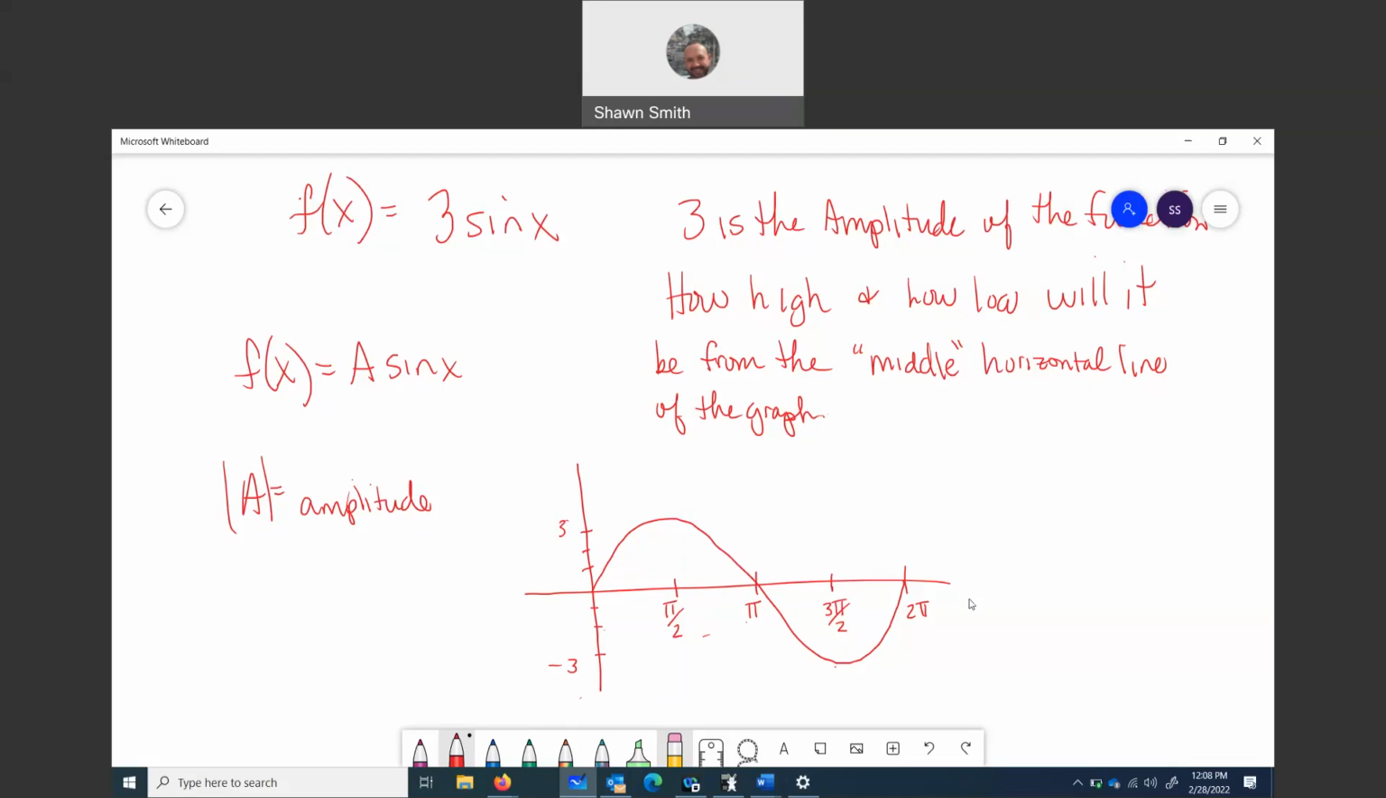All right, so the range is going to equal, in this case, from -3 to +3. Or if I'm looking at this right here, the amplitude is going to go from, say, a negative little a to a positive little a, or the amplitude equals to that.